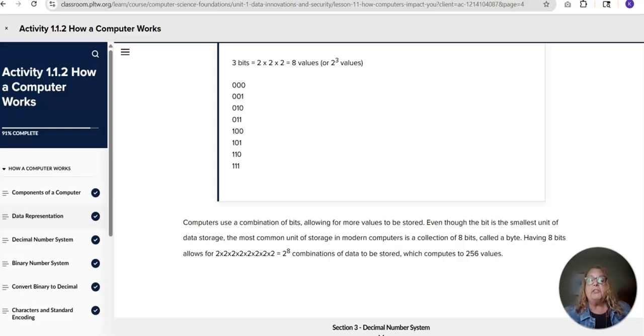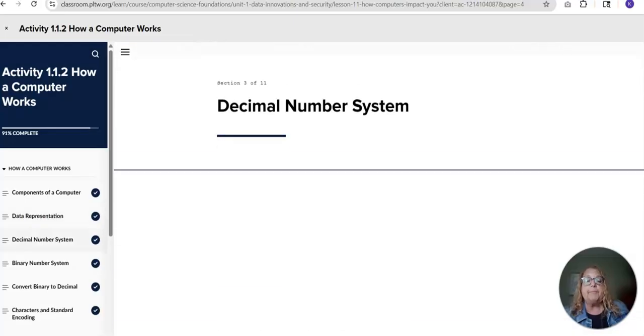Computers use a combination of bits, allowing for more values to be stored. This is really good information. This is how we get 256 values. When we do RGB, red, green, blue, the colors, it's 255. That's why it handles it when it's 256 bytes of information. Okay, so read through that.